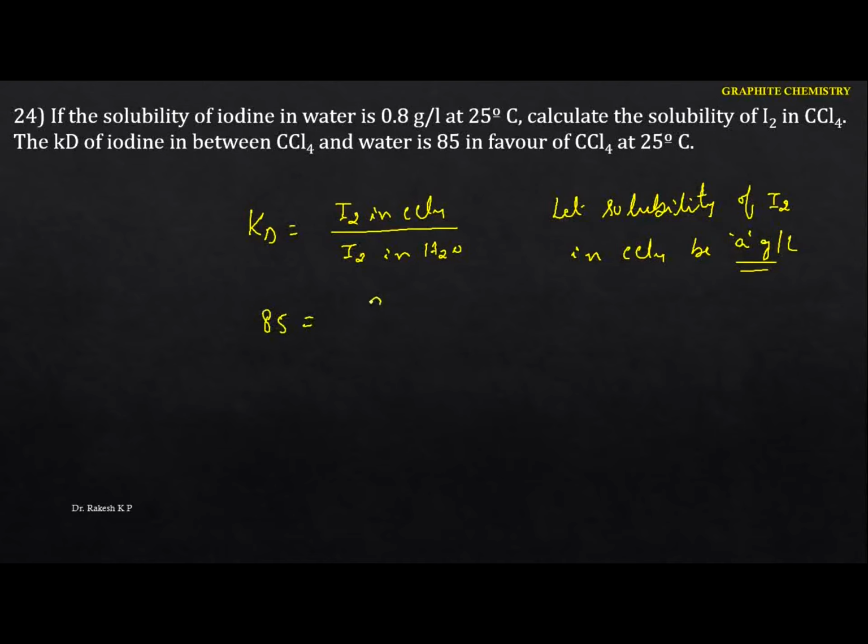So this one I can write as a divided by the solubility of iodine in water. What is the solubility of iodine here? That is 0.8. Now the a value becomes 68 gram per liter. So the solubility of iodine in carbon tetrachloride is 68. Okay, so next one.